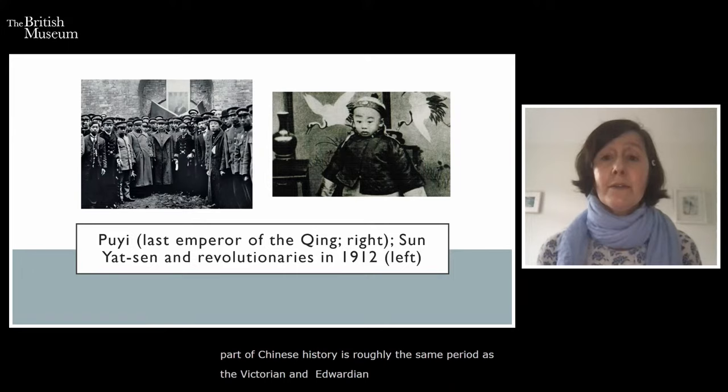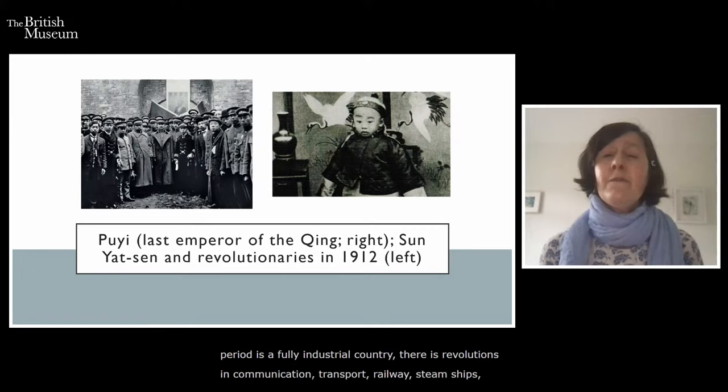Britain during this period becomes a fully industrial country. It sells its goods all over the world. You have a revolution in communications and transport, railways, steamships, the telegraph, the telephone, photography. There are inventions that shrink the world that enable globalization and modern media.